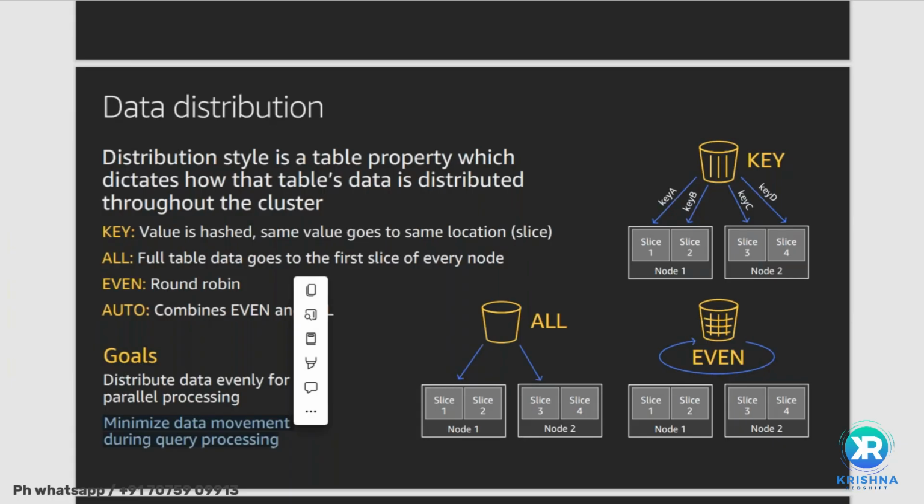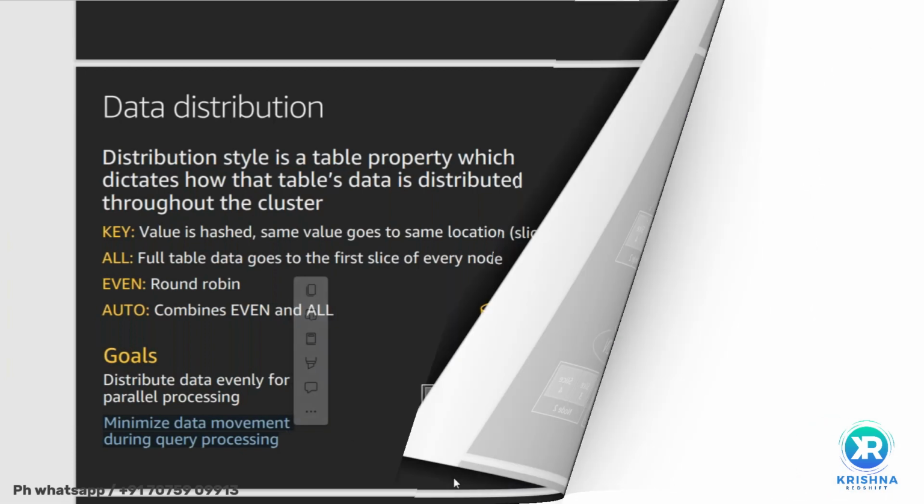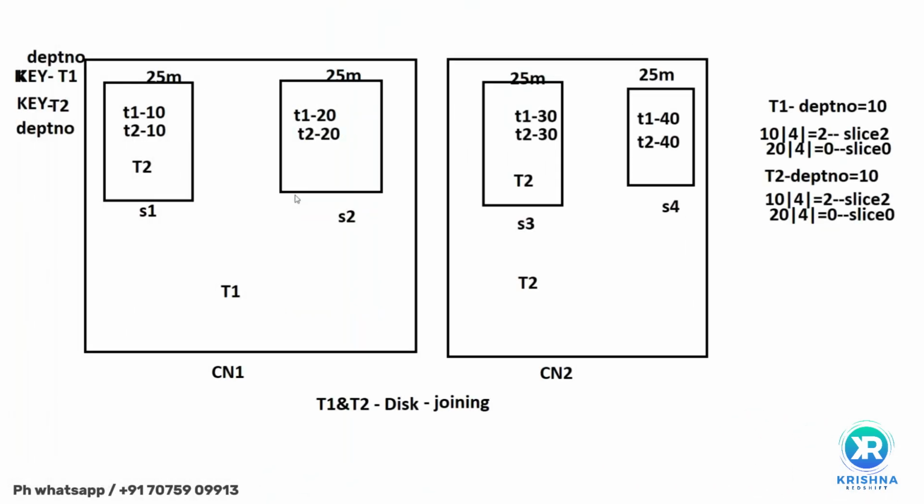So what does it mean? Minimize the data movement during query processing. This is very, very important. I will tell you. This diagram shows two tables: table T1 with key distribution style, and T2 also key distribution style. I will tell you the easiest way to understand.